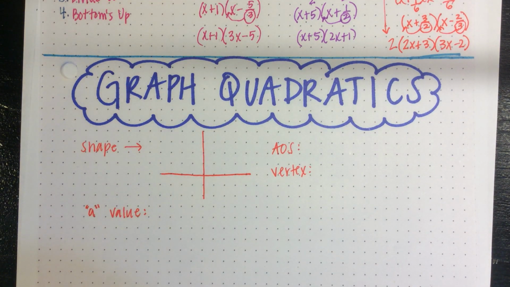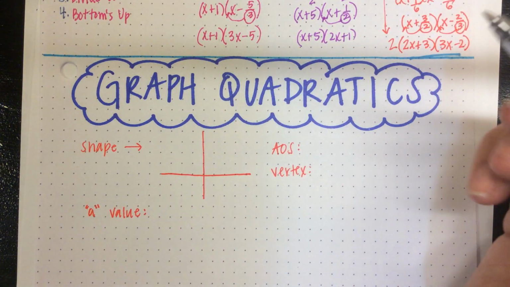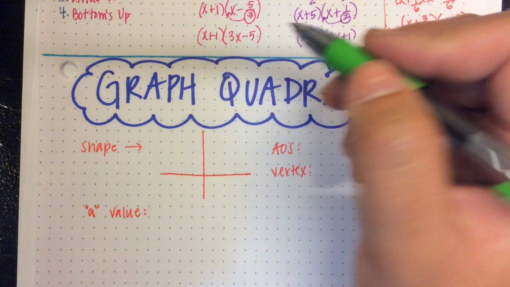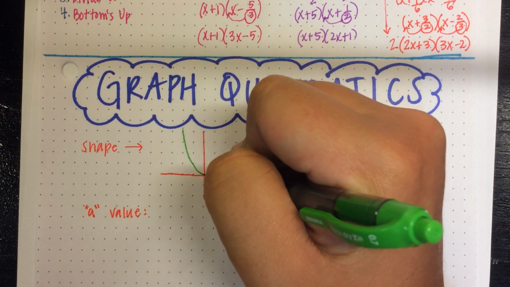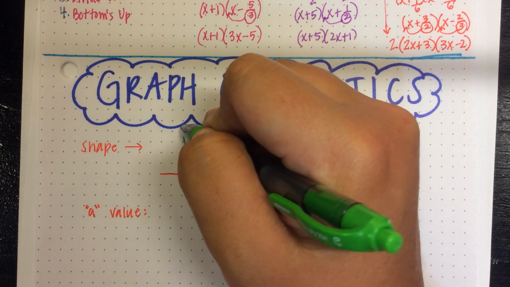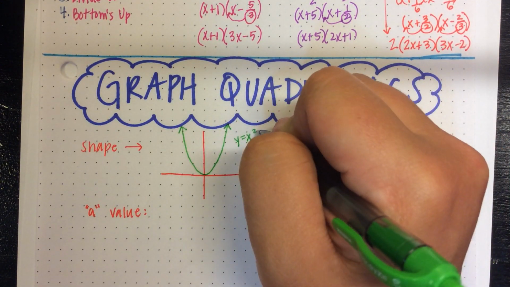Okay, since we've factored quadratics, now we're going to move to graphing quadratics. So when I graph quadratics, they're all going to have the same shape, right? And that's going to be a U shape. Okay, so if I sketch a U here, this is actually our parent function, y equals x squared.